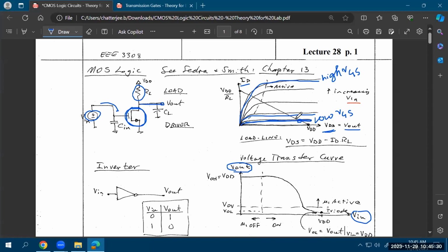Similarly, if you move to this point, which is basically at a higher VGS, that means a higher V in.